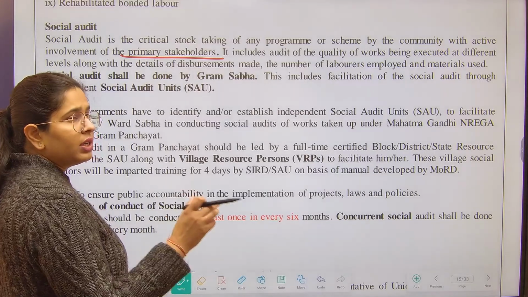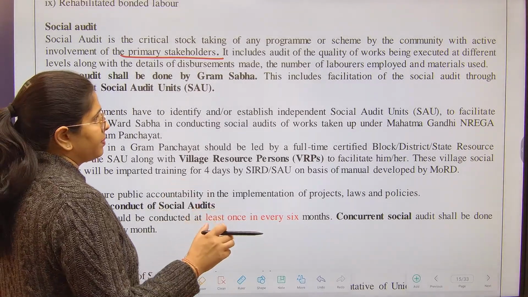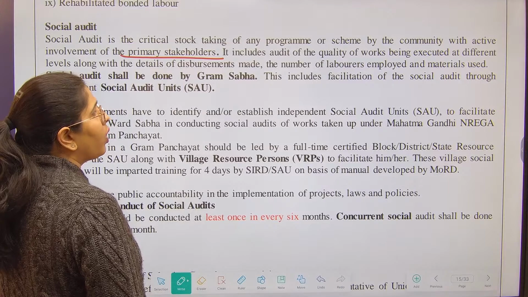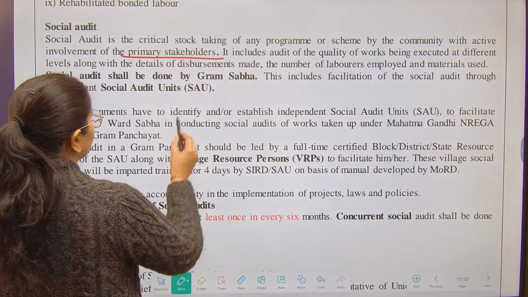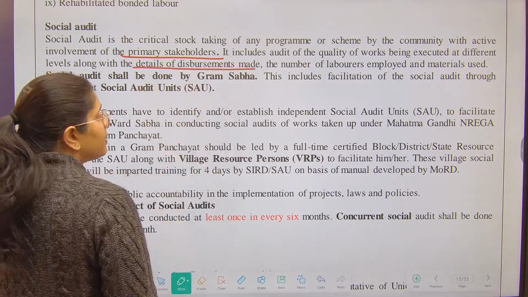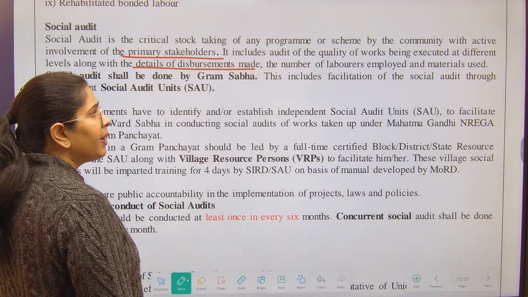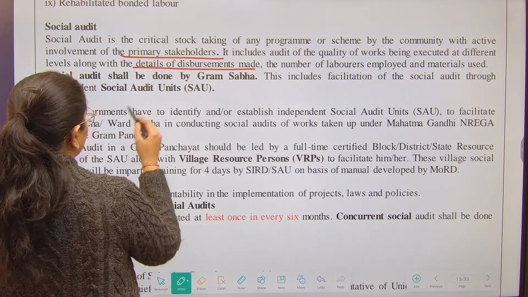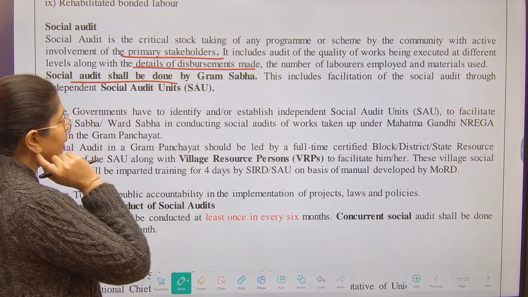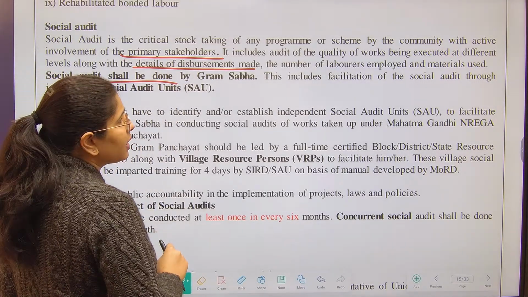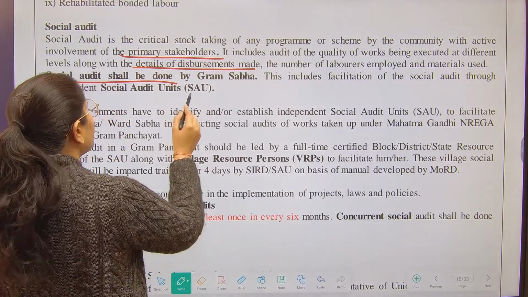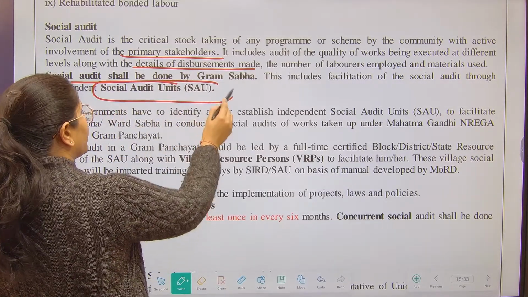Audited means, the word audit means to check. So it includes the audit of the quality of work which is being executed, what disbursements have been made, means what payments have been done, the number of laborers who are employed, and the material used. Social audit shall be done by the Gram Sabha. This includes facilitation of social audit through independent social audit units.